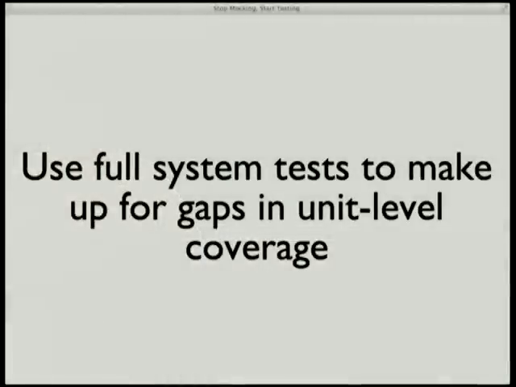Yeah, so to expand beyond unit tests, we decided to use full system tests to make up for gaps in the unit level coverage. So what we mean by this is, in particular, we were using Selenium to remote control a browser and click through parts of the site that had terrible unit test coverage, because that was better than nothing. But these tests were very frustrating to work with.